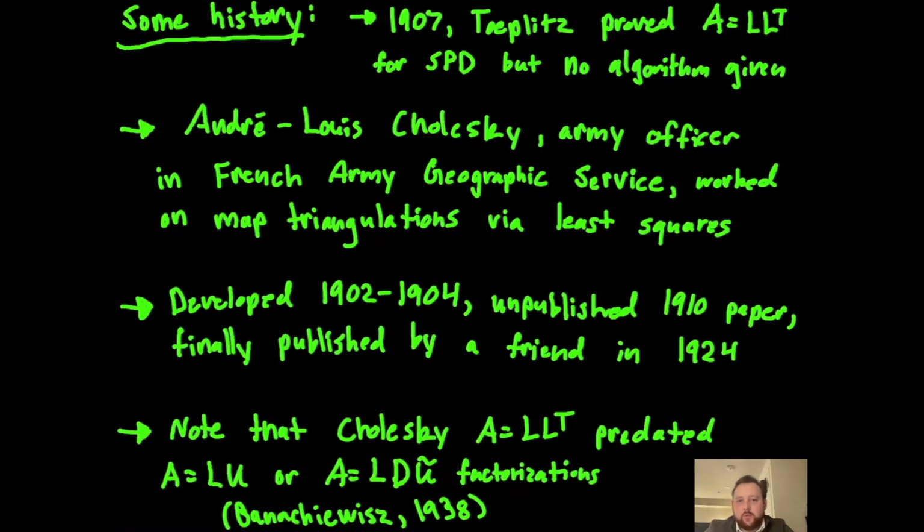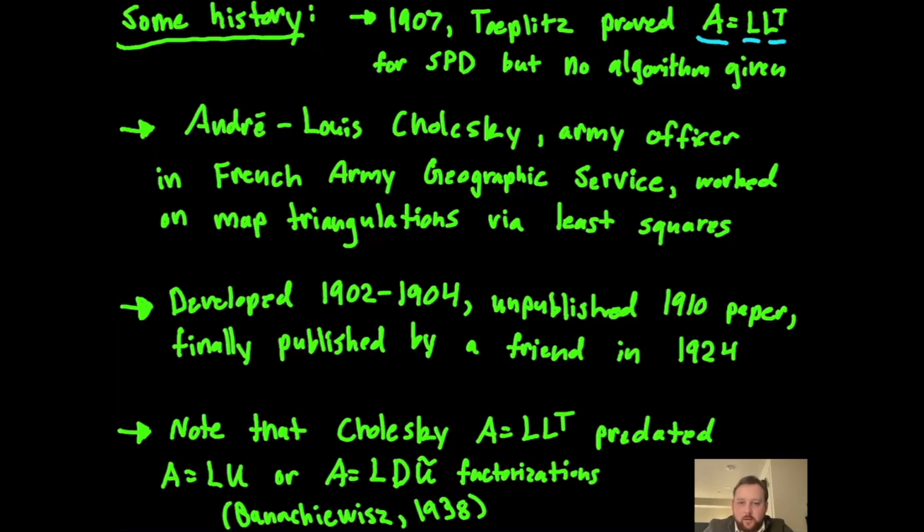So before we dive into the proof, I'm going to give you a little bit of history about the Cholesky decomposition, the Cholesky factorization. In 1907, Toeplitz proved that any SPD matrix A could always be written as the product of a lower triangular matrix times the same lower triangular matrix transposed. But Toeplitz didn't give an algorithm for how this could be done. This is why it's called the Cholesky factorization, because this is due to André Louis Cholesky. He was an army officer in the French Army Geographic Service, and what he worked on in the army was map triangulations via least squares.